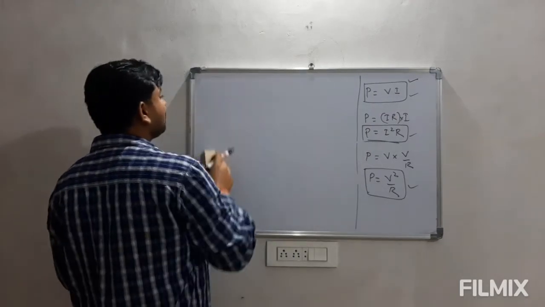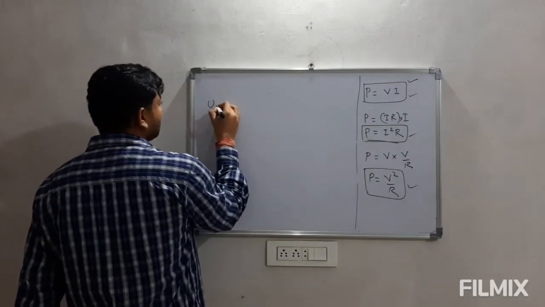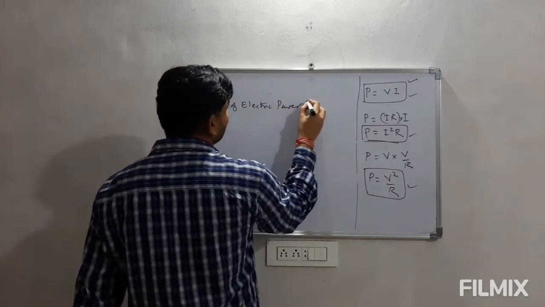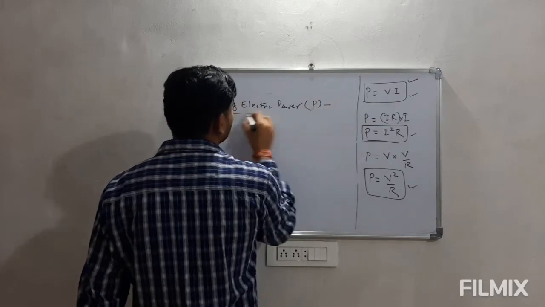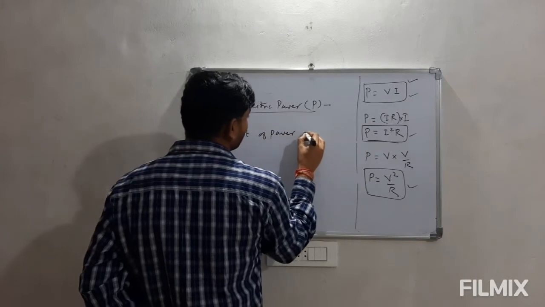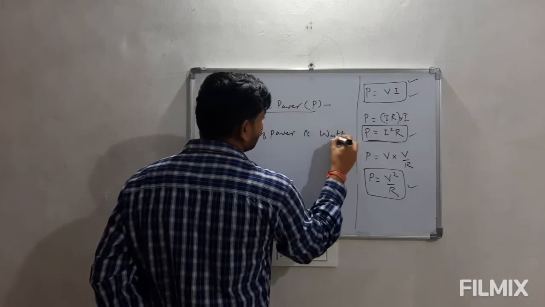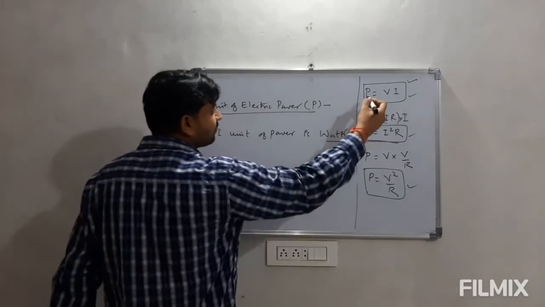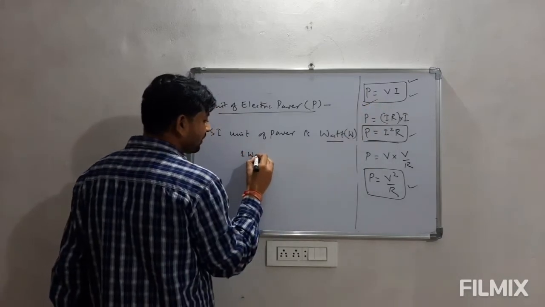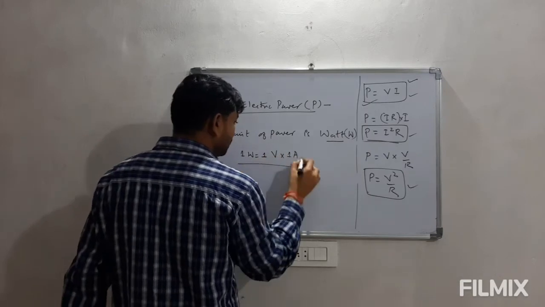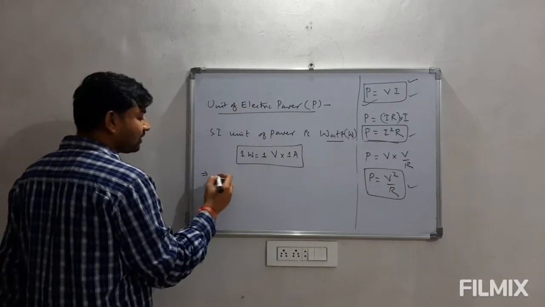Now let us come to the unit of electric power. Power is denoted by P. So the SI unit of power is watt, and it is denoted by capital W. And from this relation we can write 1 watt is equal to 1 volt multiplied with 1 ampere. So from here we can define 1 watt of power.